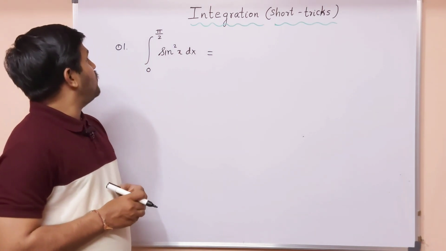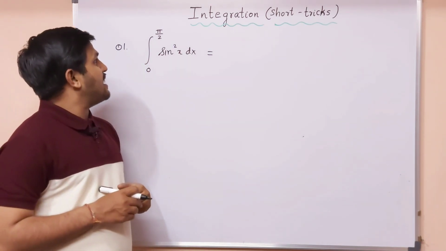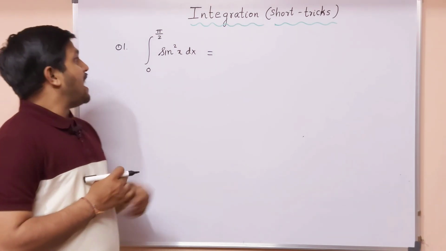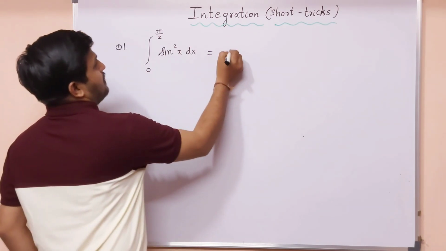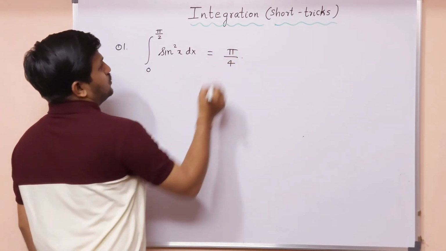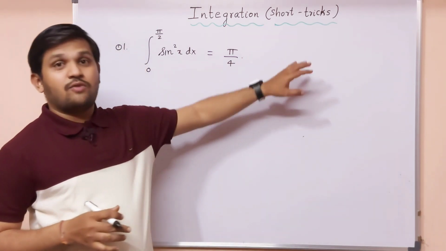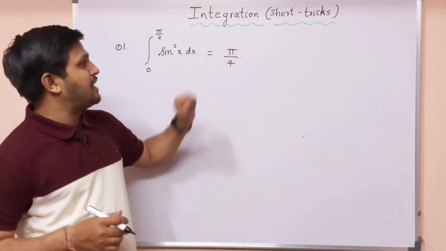Now by looking at this question, I know the solution of this. Easily I can do it, and the solution for this is pi by 4. I am writing it directly because I know the result. By applying that, I am writing this.